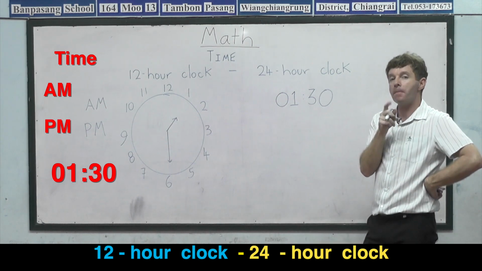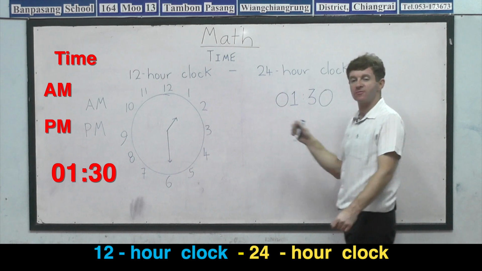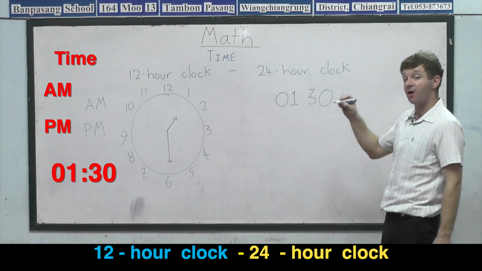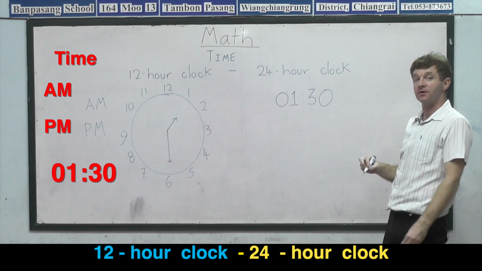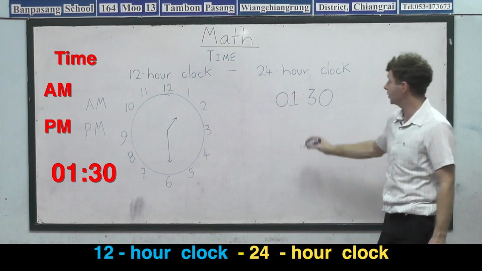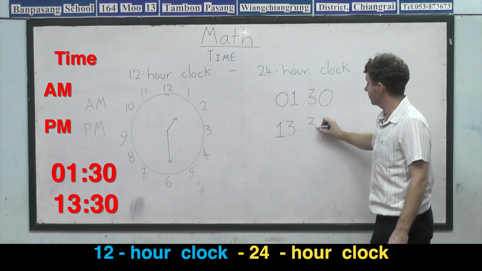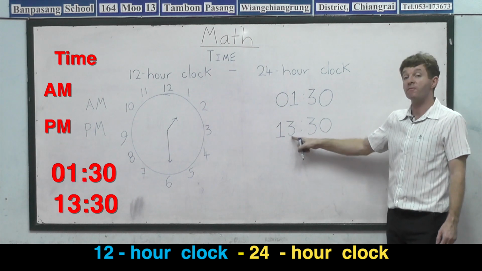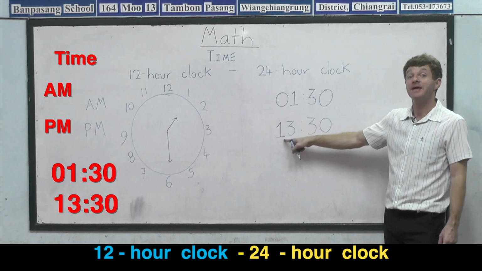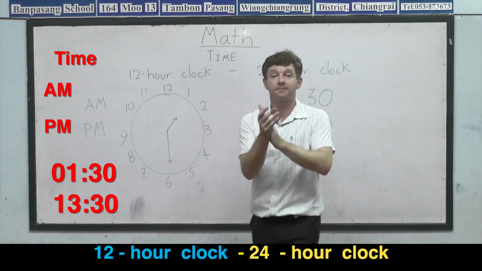Now, let's think, how about 1:30 PM? What will we need to write on the 24-hour clock? 13:30. Excellent, that's right, because we count up from 12. There's no AM and PM on the 24-hour clock. We will write 1, 3, 30. Because counting up from 12, 1 hour 30 past 12 midday is 13:30. So well done, guys. Well remembered. That was great. Well done.